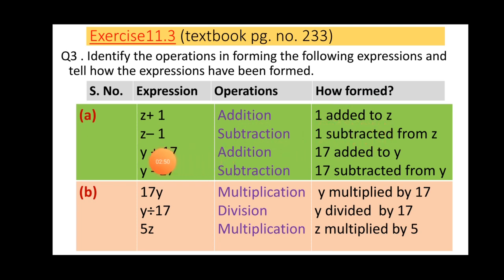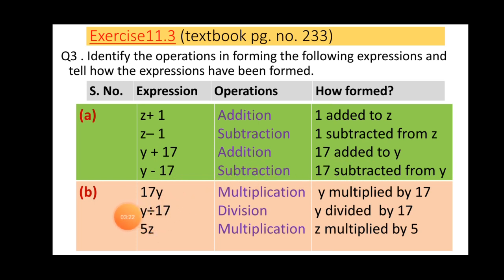Likewise, if you see the second expression of the first question from the third one, it is written like z minus 1. So here the minus sign is there, which means we have used the subtraction operation. Now how is it formed? When we subtract 1 from z, it will be written like 1 subtracted from z. In the same way you can see the other operations, that is y plus 17 and y minus 17, that you can write in the same way.